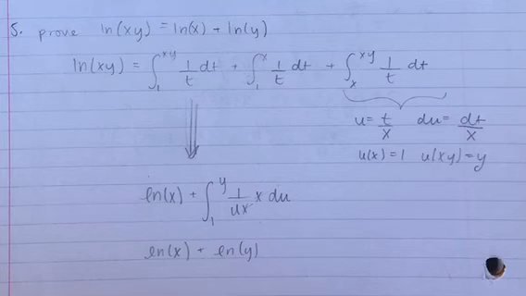And then you use substitution, u equals t over x, and du is dt over x. So then your u of x is 1, and your u of xy is y. And then you get ln of x plus the integral from 1 to y of 1 over ux times x du. And you cross out the x's because they cancel out. And then you get ln of x plus ln of y. I know that's super confusing.